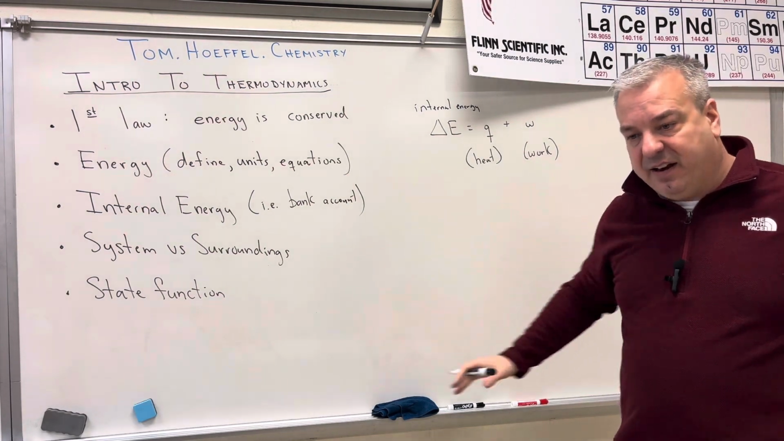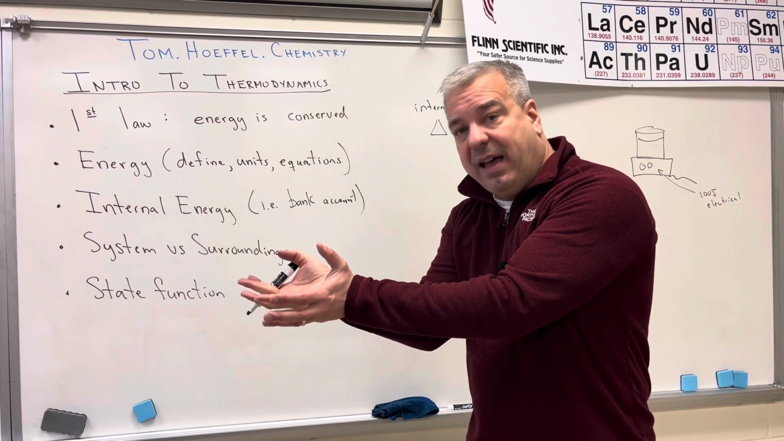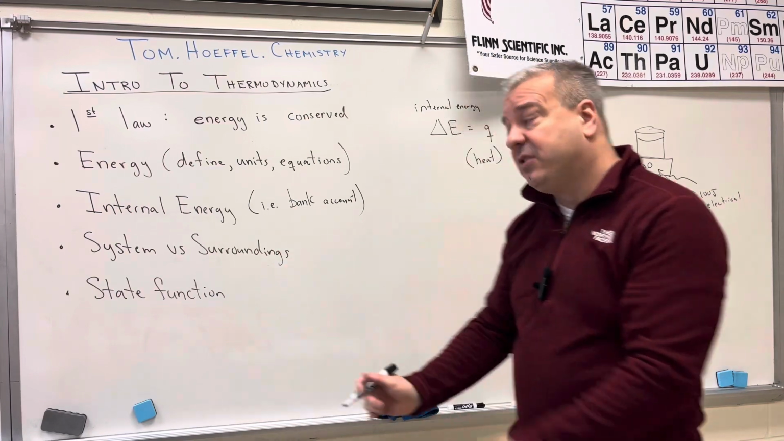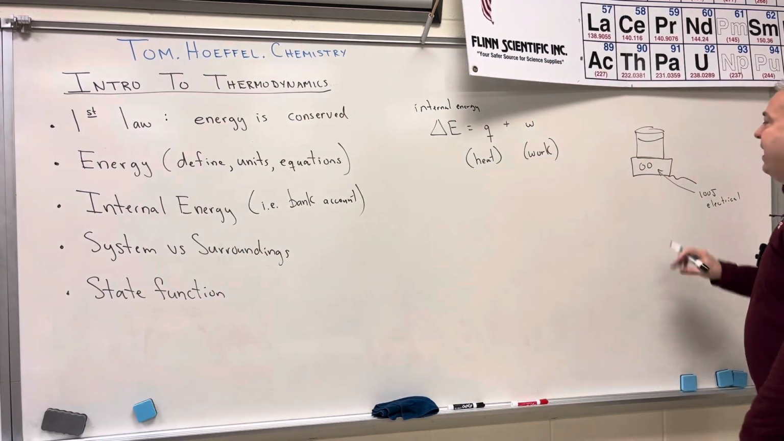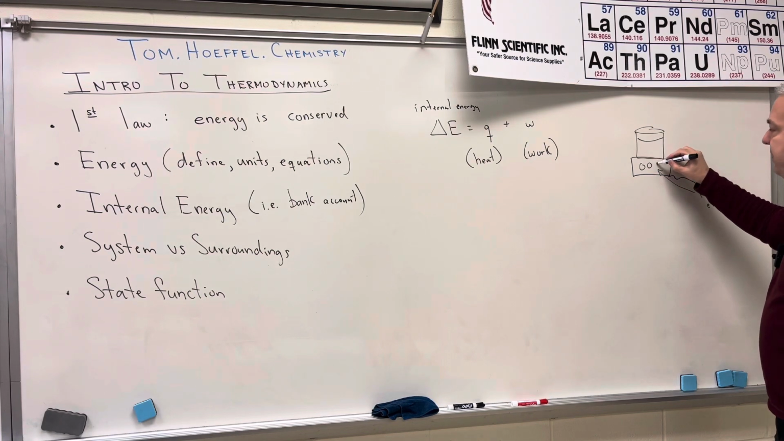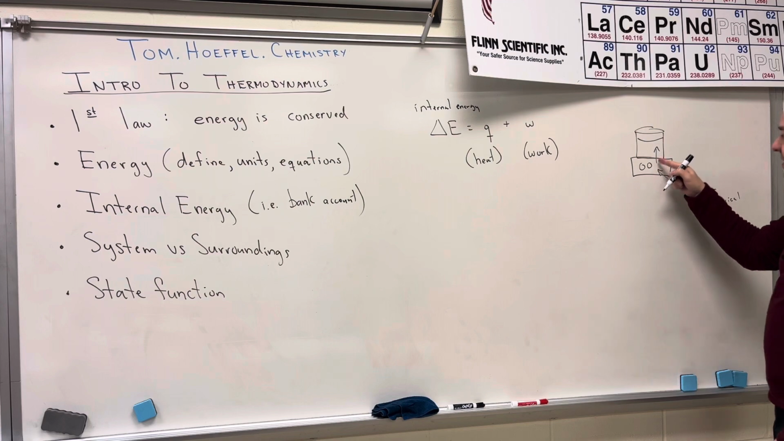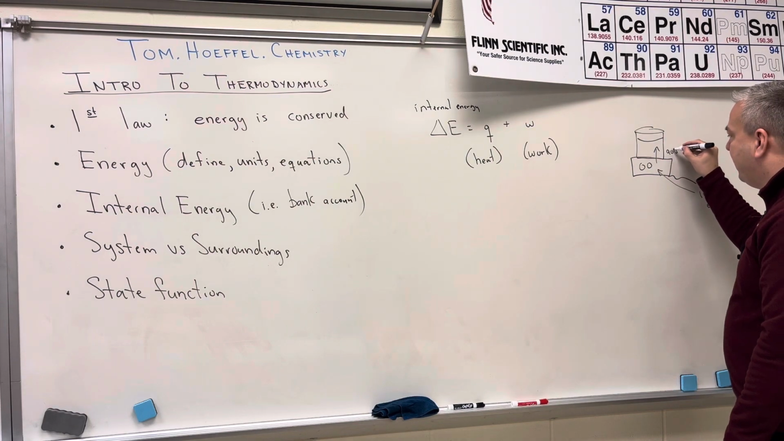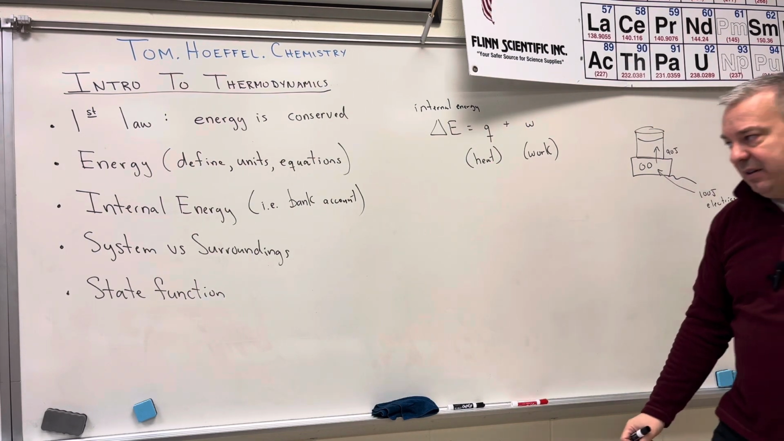When you turn the dial on, electricity comes in. We'll call that electrical work, okay? So it's going into the hot plate. I turn the dial on, and all of a sudden it's going to produce a certain amount of heat. And let's say this heat that comes out is 90 joules, okay?